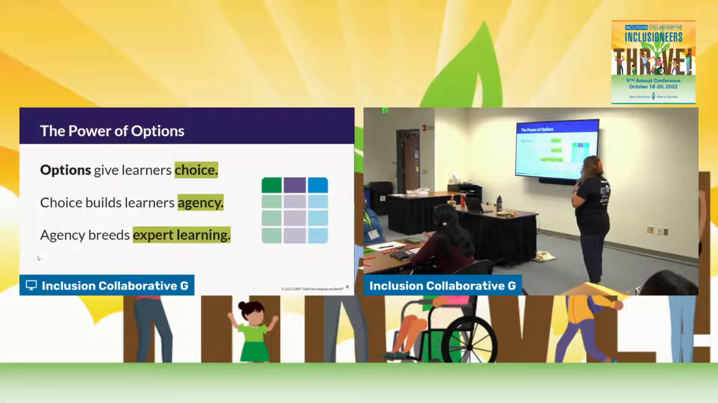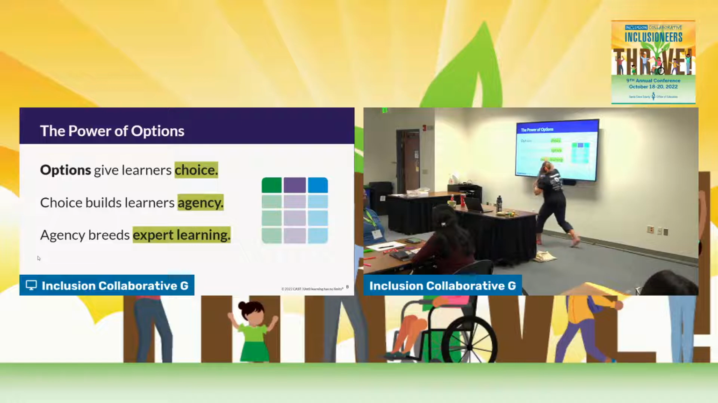All right. Options give learners choice. Choice builds their agency. Power is shifting. Now you are facilitator and not telling them what to do, when to do it. And the agency breeds that expert learning.